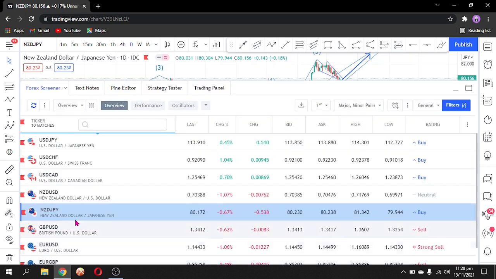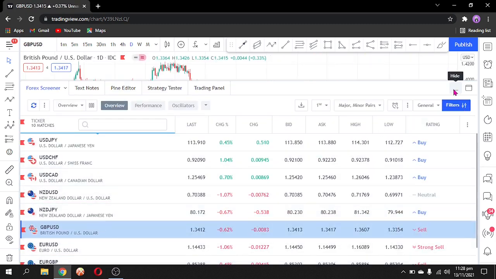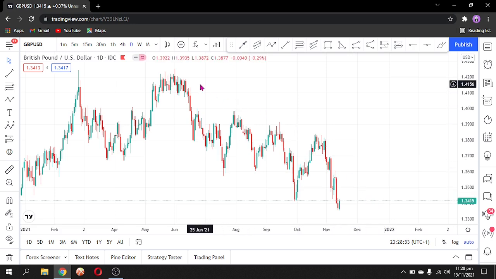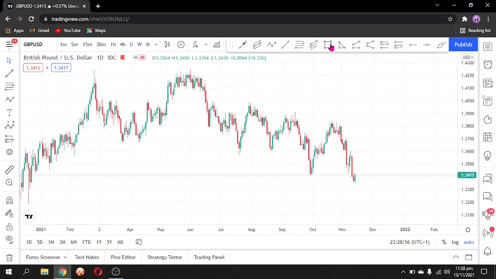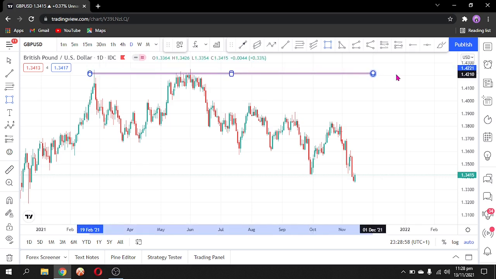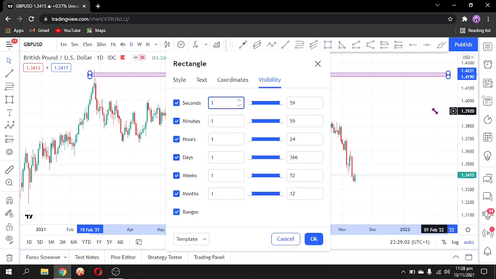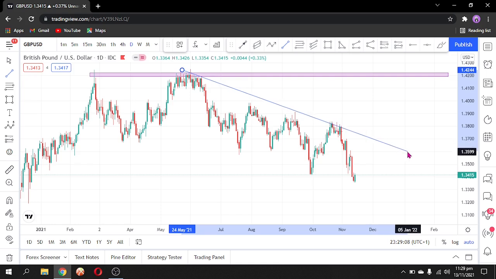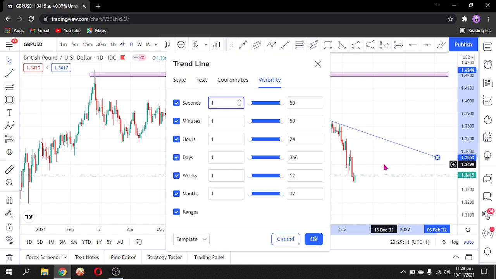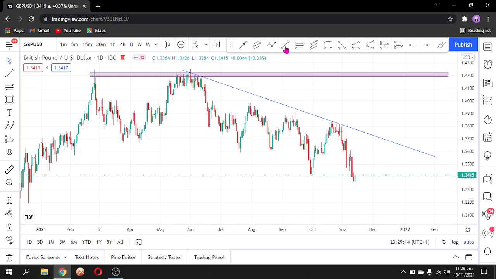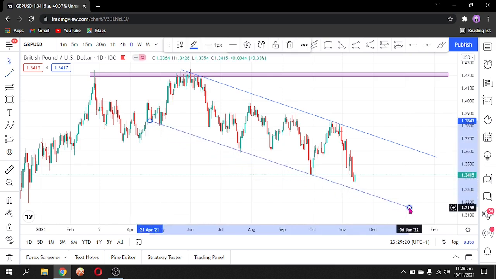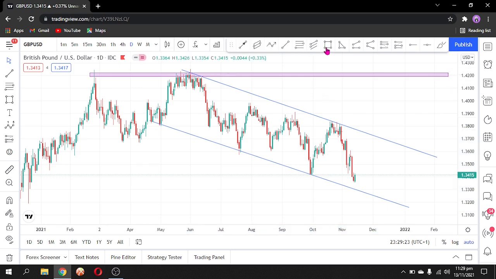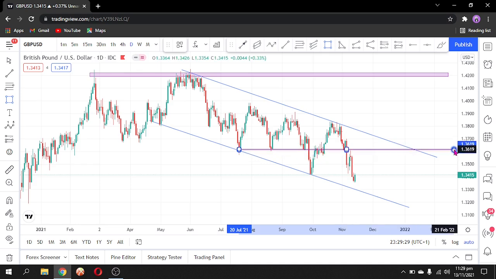The next pair we will look at is the GBP USD. Now this is the daily time frame, and we have ourselves a significant resistance zone here and a bearish trend line. We have a bearish support, and a horizontal support and resistance.